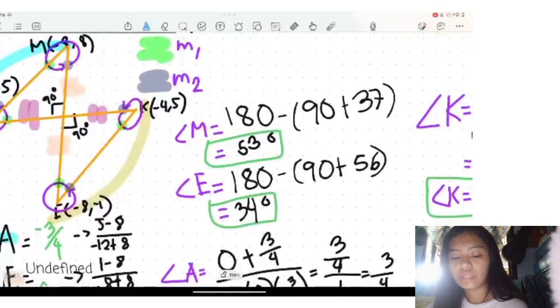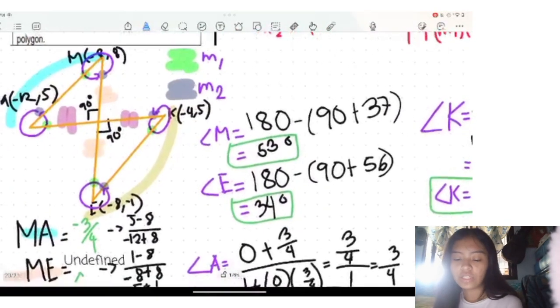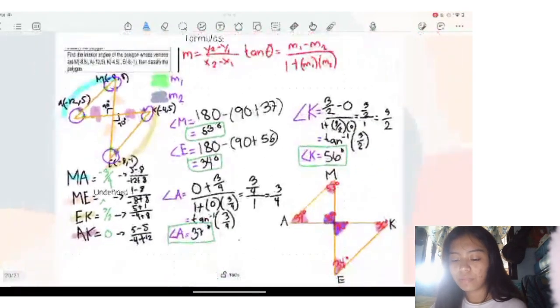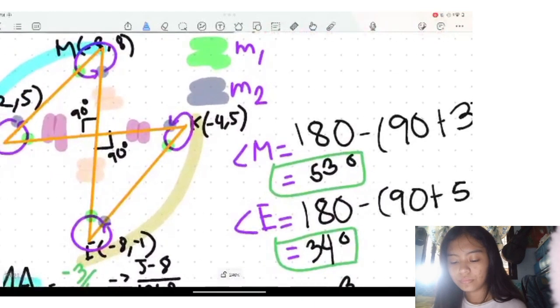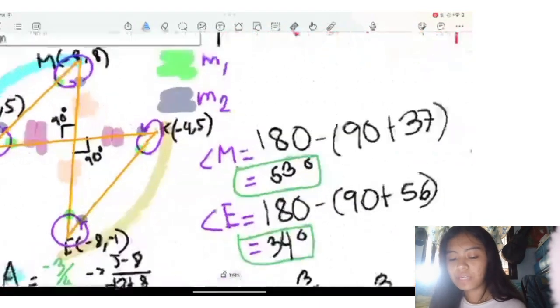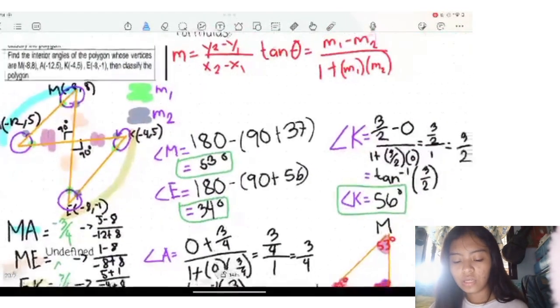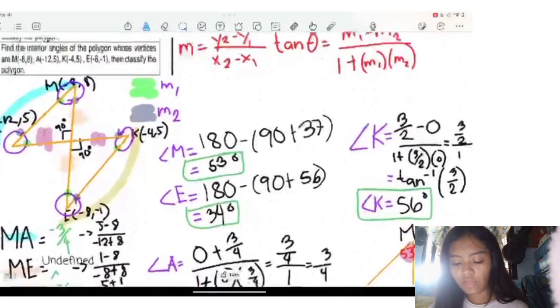Before we substitute the given values into the formulas, we should illustrate it first on the Cartesian plane. Like this. So, pag ganyan siya, hindi siya parang quadrilateral. It is two triangles that face each other.